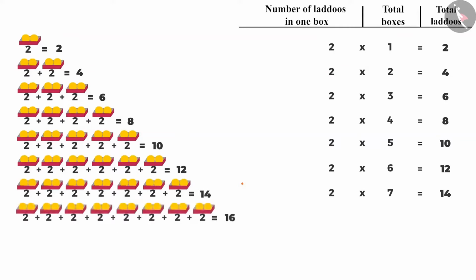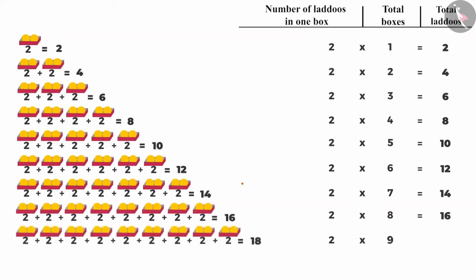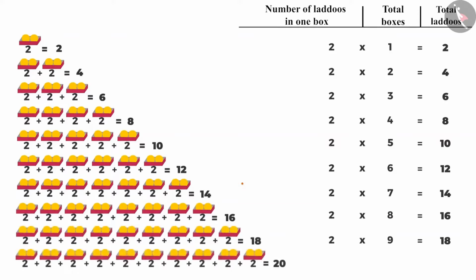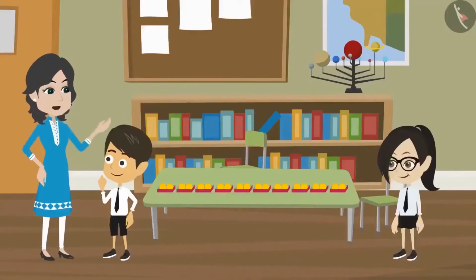Number of laddus in 8 boxes will be 2 multiplied by 8, that is 16. In 9 boxes, it will be 2 multiplied by 9, that is 18. And the number of laddus in 10 boxes will be 2 multiplied by 10, which comes to 20. It is easier to multiply 2 numbers than adding the same number again and again. Yes, that is why it is very important to memorize the tables. Otherwise, you have to use a pen and paper even for simple calculations.